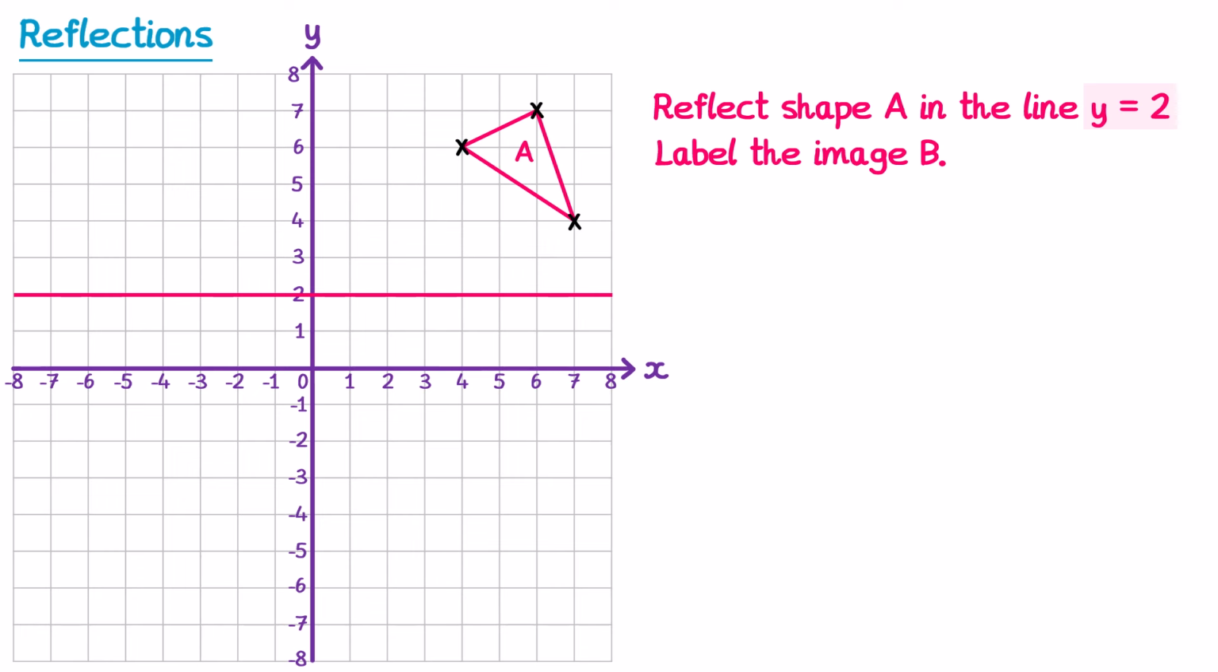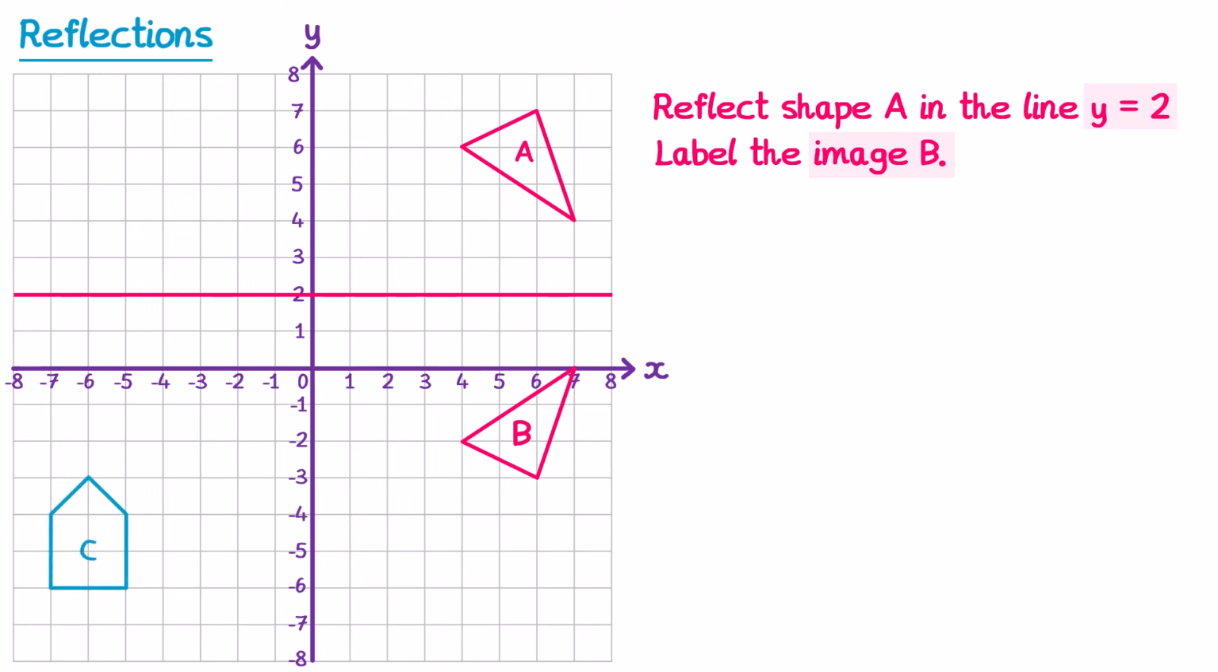So starting in the bottom right, this one's 2 squares from the line, so we go 2 squares past the line. The one at the top of the shape is 5 squares to the line, so we go 5 squares past it. And the remaining point is 4 squares to the line, so we go 4 squares past it. And this is where we would draw the reflected shape. This question said to label the image B, so we're going to call this one B. Now let's try a second example.